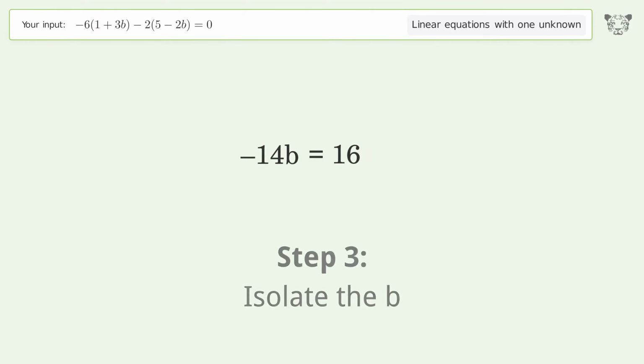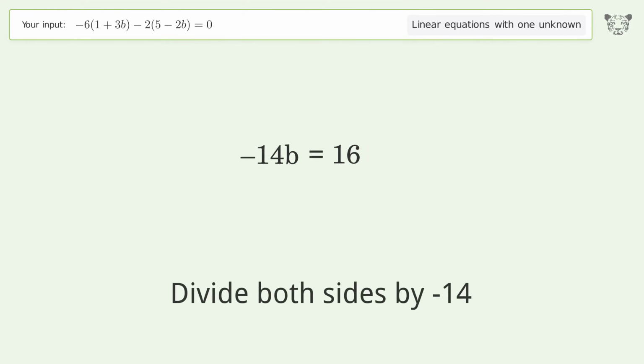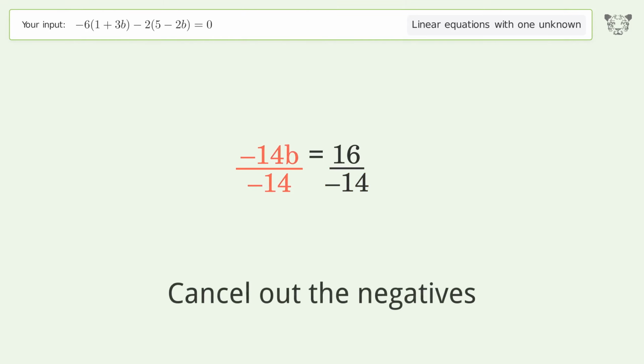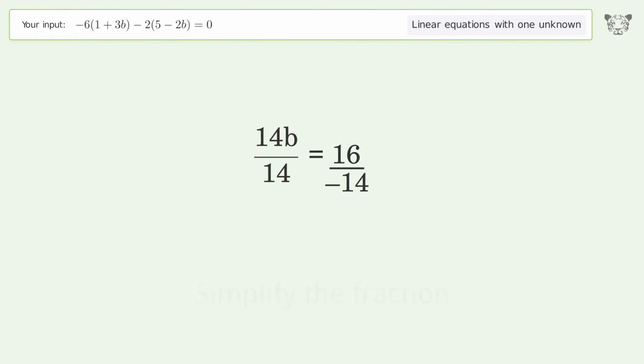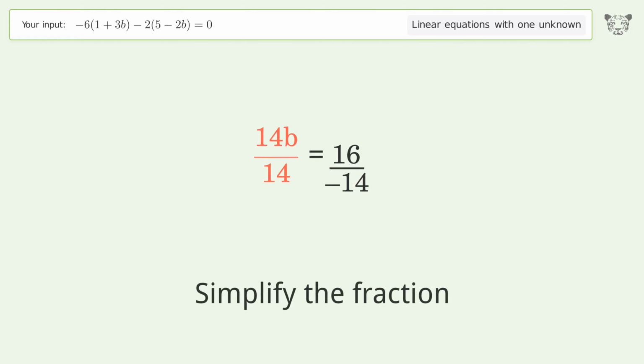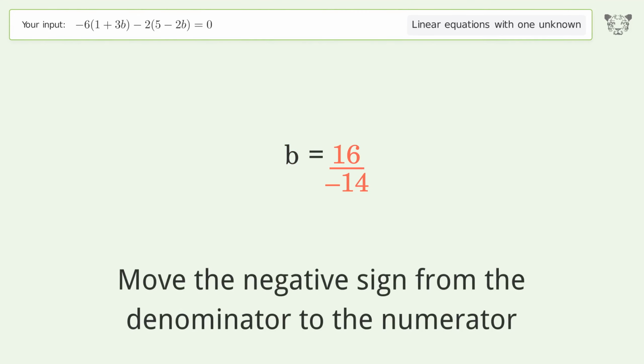Isolate the b. Divide both sides by -14. Cancel out the negatives. Simplify the fraction. Move the negative sign from the denominator to the numerator.